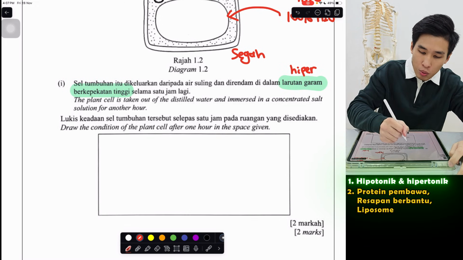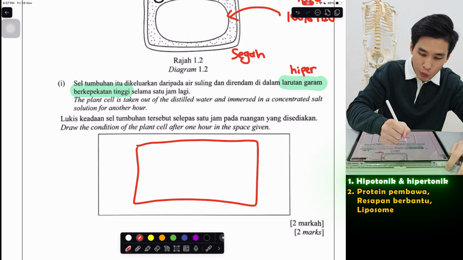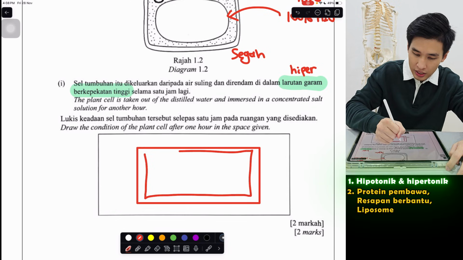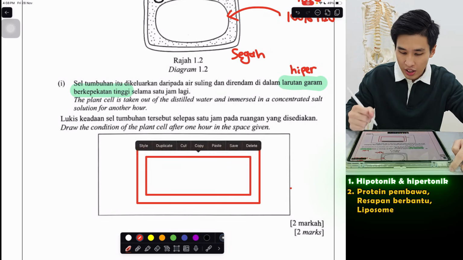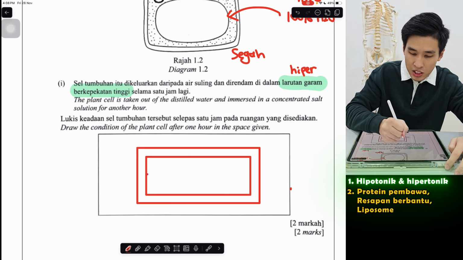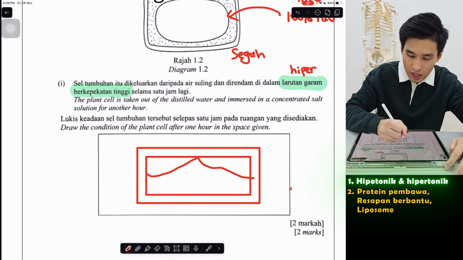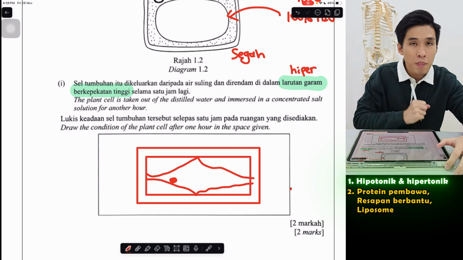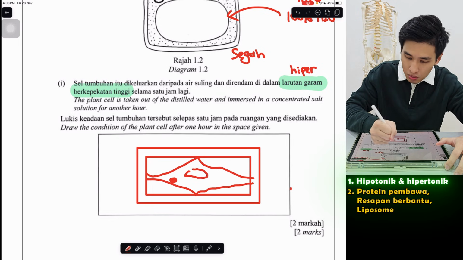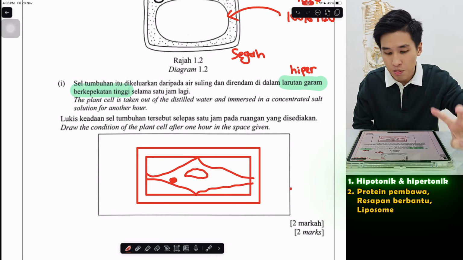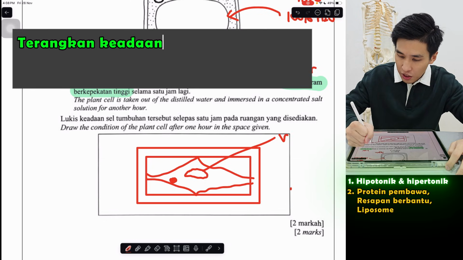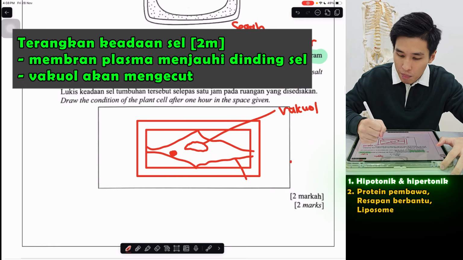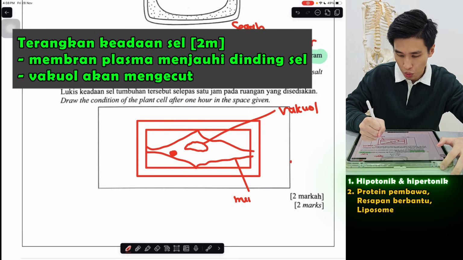Now, for sel tumbuhan, dinding sel tidak akan berubah no matter what. So first draw the dinding, draw 2 rectangles like this. Okay, that is the dinding sel. Now, inside, right, the membran plasma akan mengecut already. So dia akan menjauhi dinding sel. Your nucleus remain. The vakuol menjadi kecil. So the two main things you kena label is definitely vakuol, because vakuol menjadi kecil, berubah already. And another thing that berubah is your membran plasma. So this one must label also.